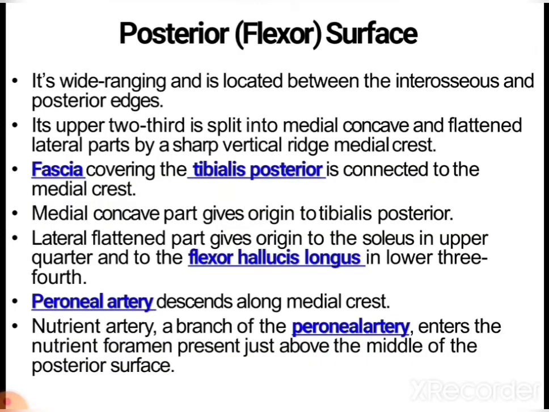Then come to the posterior surface, that is flexor surface. It's wide ranging and is located between the interosseous and the posterior edges. Its upper 2/3 is split into medial concave and a flattened lateral part by a sharp vertical medial crest. The fascia covering the tibialis posterior is connected to the medial crest, and the medial concave part gives origin to the tibialis posterior. The lateral flattened part gives origin to the soleus muscle in the upper quarter and to the flexor hallucis longus in the lower 3/4.